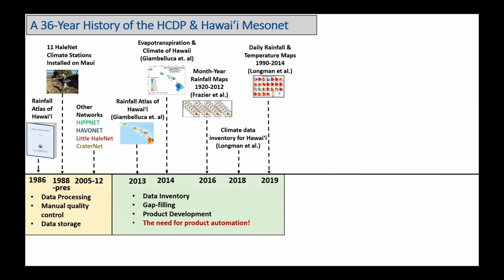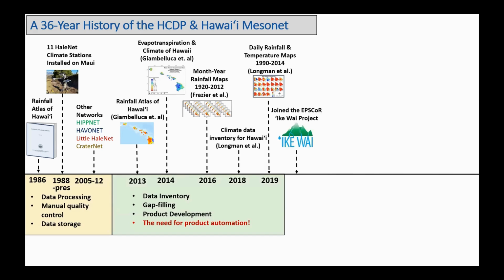So, for example, the daily maps went to 2014, the paper was published in 2019, and the first question was, well, what about yesterday's map? Everybody wasn't interested in something that was 5 years ago. So we knew that we needed to find some way for product automation.